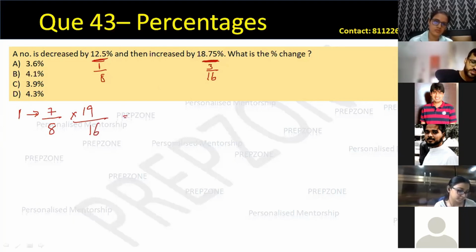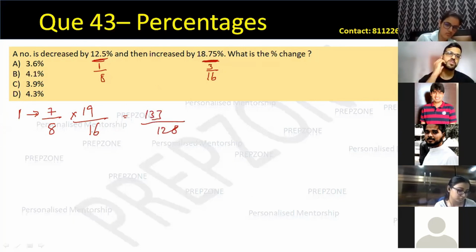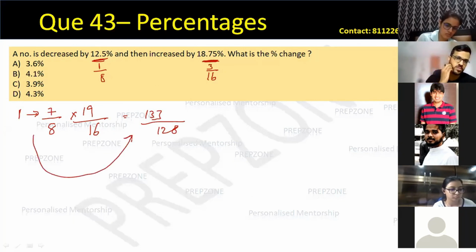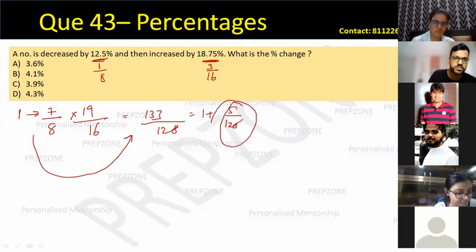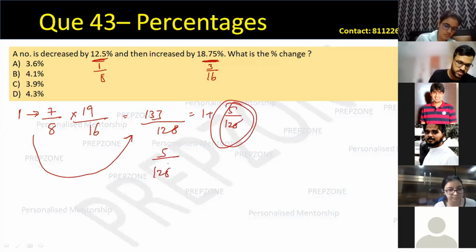How much does it come to? 19 into 7 is 133. 16 into 8 is 128. Great. So what is the percentage change? This is 1 plus 5 by 128. So percentage change is 5 by 128. Correct? This is the answer.